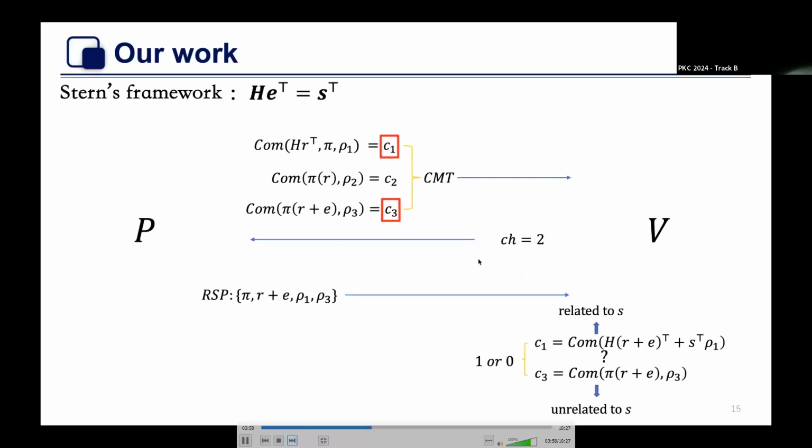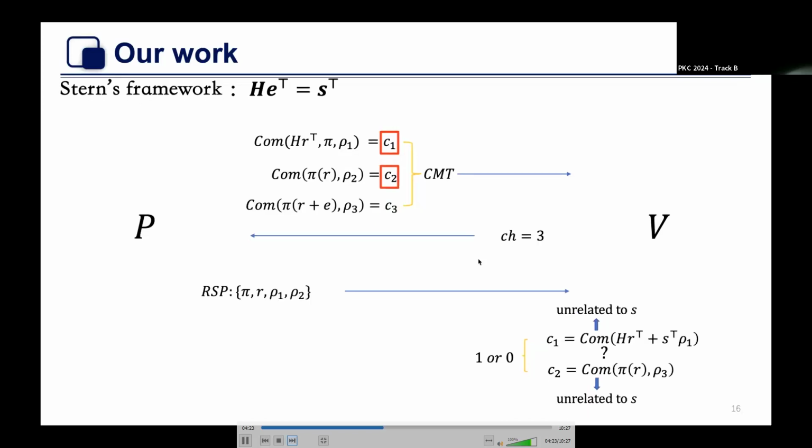If the challenge is 2, the prover opens C1 and C3 by sending pi r as E, row 1 and row 3. And the verification procedure of C1 depends on S, while the verification procedure of C3 doesn't depend on S. If the challenge is 3, the prover opens C1 and C2 by sending r, s, p, and the verification procedure is independent of the syndrome S.